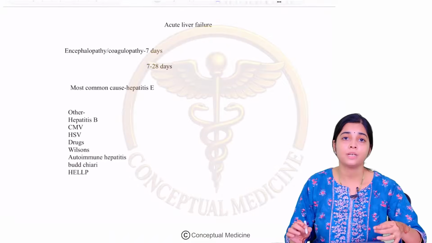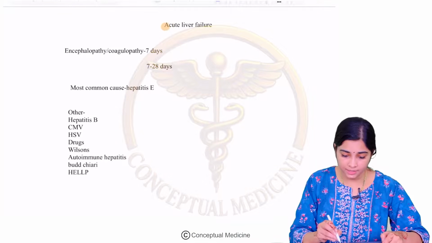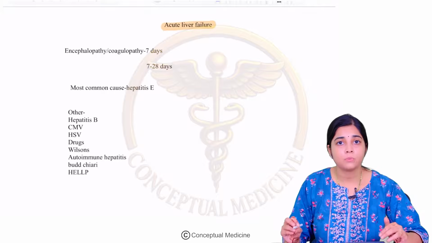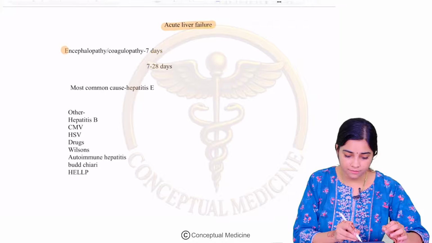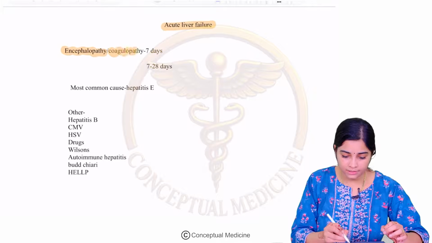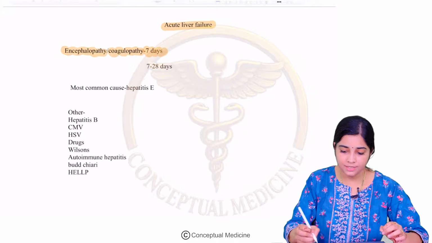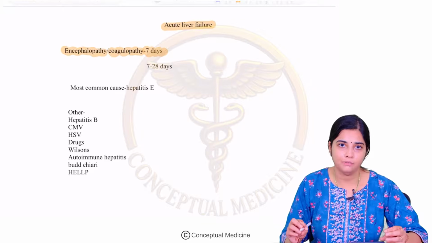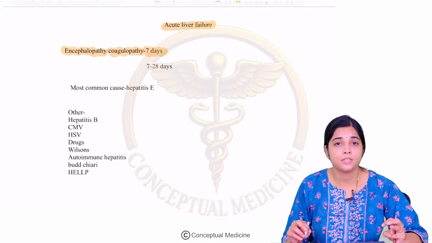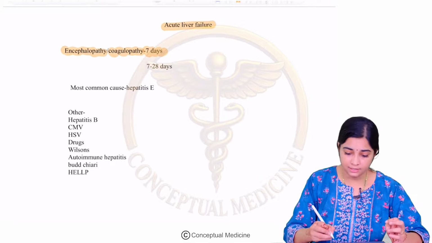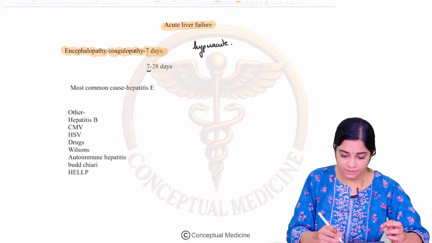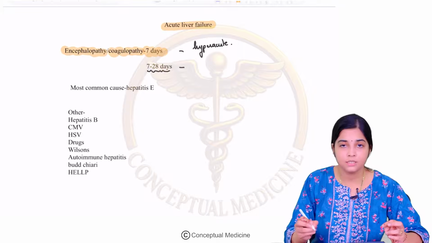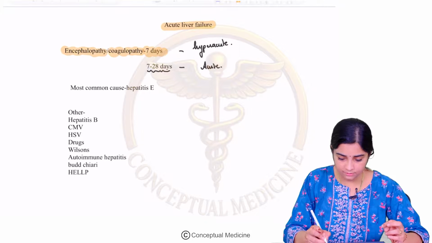Now we move on to your acute liver failure or your fulminant hepatitis. So what is this acute liver failure or fulminant hepatitis? Whenever there is hepatic encephalopathy or coagulopathy which occurs within 7 days of an inciting event, it's called hyperacute liver failure, and if it occurs within 7 to 28 days, then this is called acute liver failure.